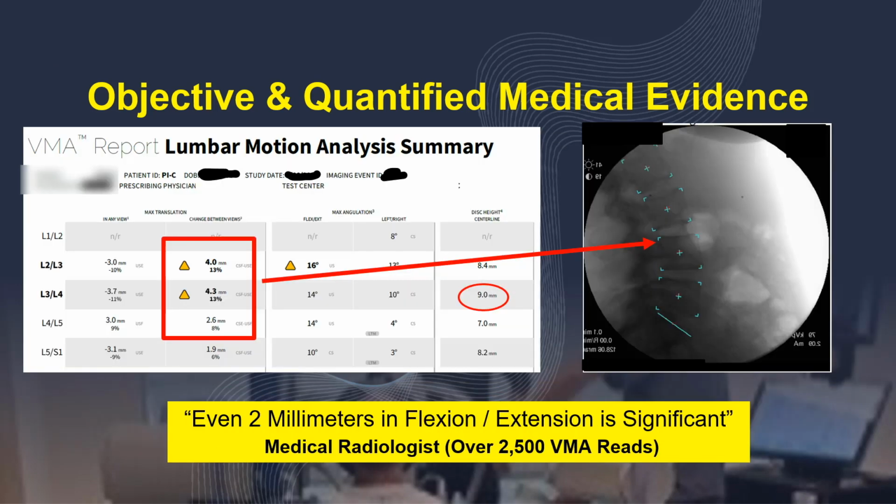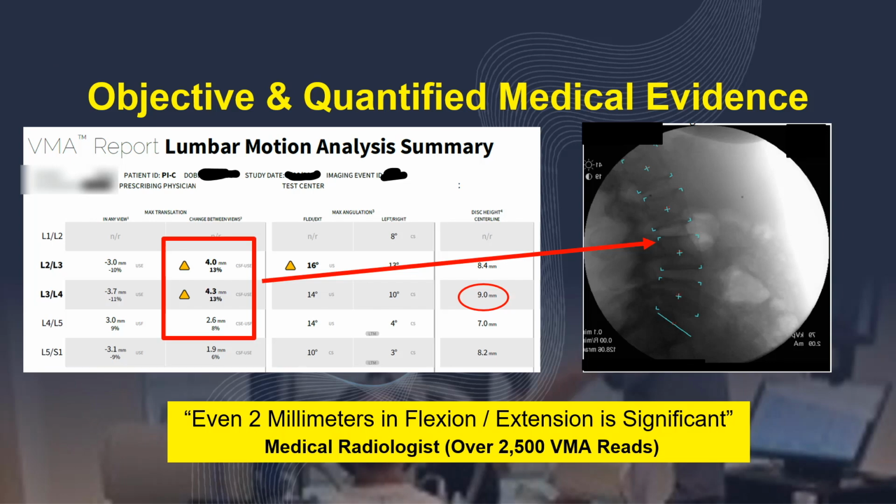Here's another one that is for the lumbar spine. Here we have 4.0 and 4.3, and you can see over there on the right that this patient has a significant ligament instability in the lumbar spine. But also note in that far right column, 9.0 millimeters. That person's worst ligament is also their best disc.